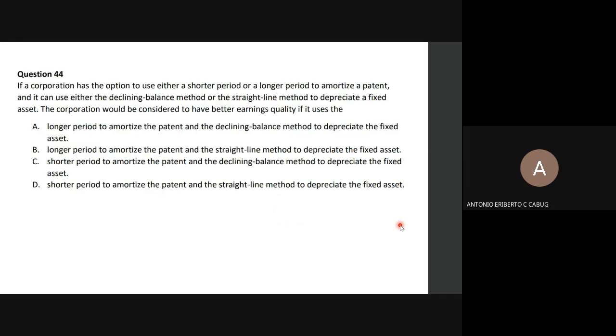Okay? So, knowing what you already know now, based on our discussion, answer this one. If a corporation has the option to use either a shorter period or a longer period to amortize a patent, and it can use either declining balance method or straight line method to depreciate a fixed asset, the corporation would be considered to have better earnings quality if it uses the blank. Okay? I will give you 2 minutes to answer.